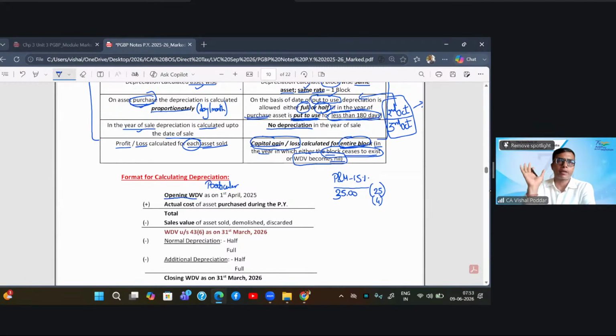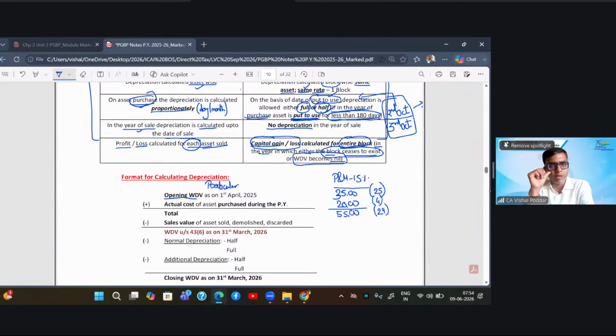Let us say, again, what we have to do, even though you have purchased at different points of time, you will add the total value of that. Let us say the total of all the 4 machines is 20. You will add the total of opening plus new machines, which is 55. And now how many machines has it become?